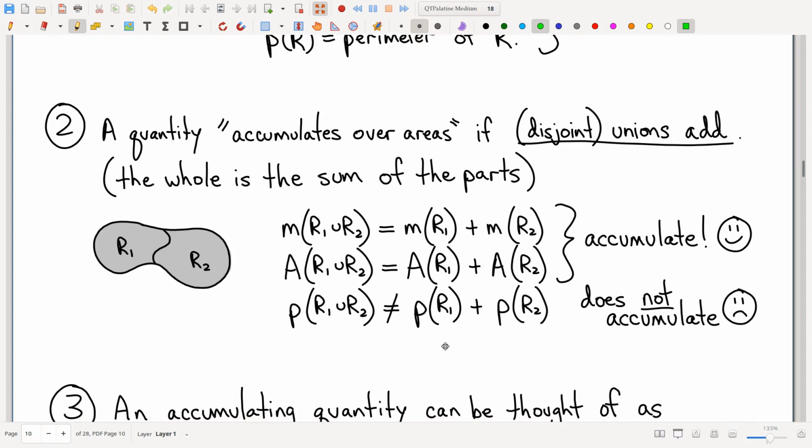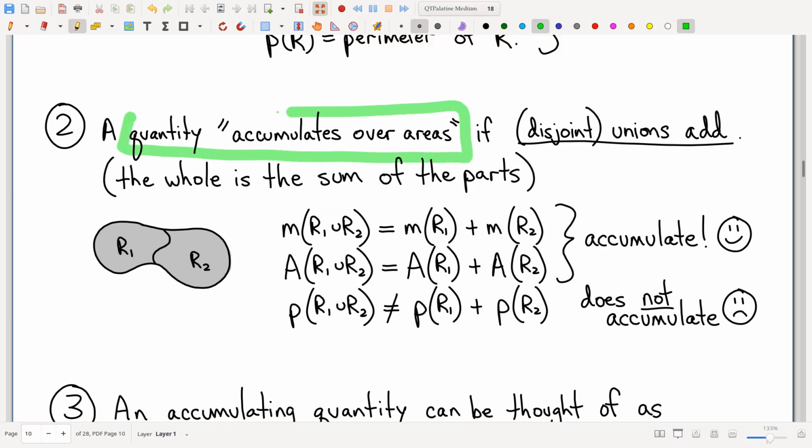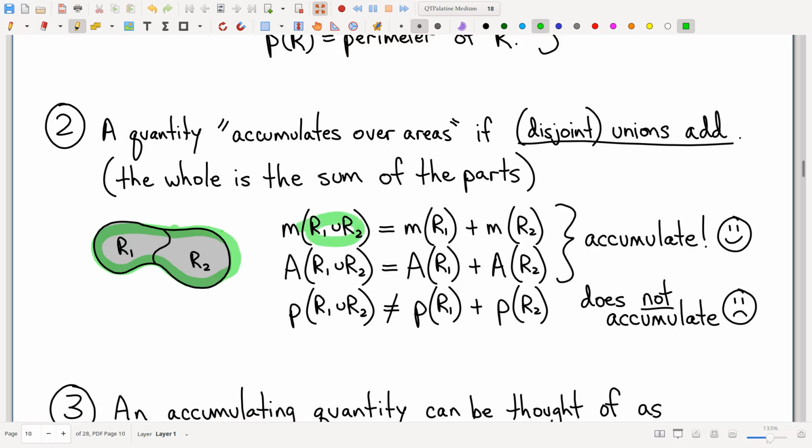Okay, next little definition. I've used this term a lot, and I'm going to finally get around to writing down exactly what we mean. I've been saying this over and over again: the whole is the sum of the parts. That's all we mean when we talk about a quantity as accumulating over areas. An accumulating quantity, as you've heard me say a million times, just means the whole is the sum of the parts. So, just as a sort of silly example, if I were to look at this whole area here and ask how much mass is in that whole area, well, if I were to look at how much mass is on the left and how much mass is on the right, and add those up, the mass on the left plus the mass on the right gives me the mass in the whole. Well, of course it does.